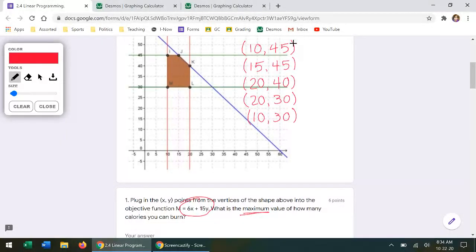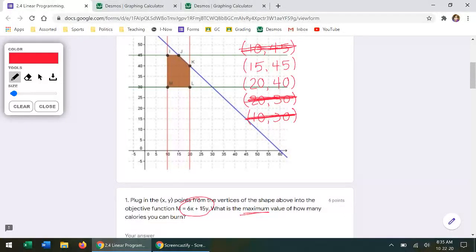But since 15 is bigger than 10, we can eliminate the 10:45 because we know we'll get a larger value with 15:45. Looking at the bottom 2 points, 20:30 and 10:30, we see they share the same y value, so we know the lower x value cannot give us the maximum value. And then looking at the third and the fourth here, 20:40 must give you a higher answer than 20:30 since the 20s match, so we can eliminate 20:30 as well. So that gets us down to 2 points, and that means we have less that we have to plug in.